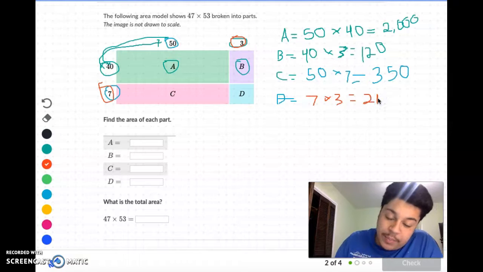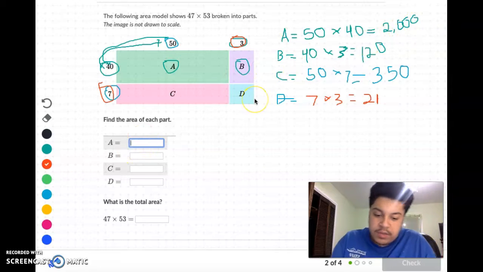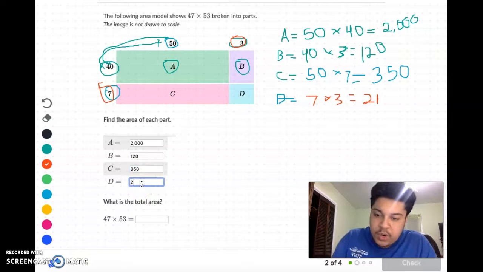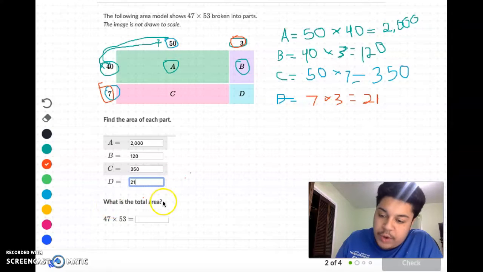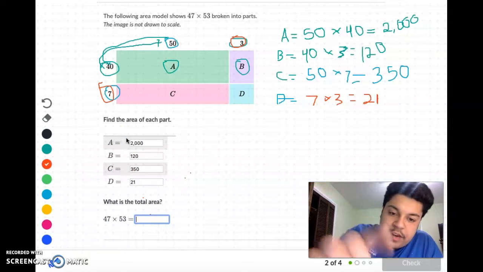Our next step is to write everything in our boxes. We said that A is 2000, B is 120, C is 350, and D is 21. Then it's going to ask you, what is the total area? To find the total area, you're going to add all these values up.